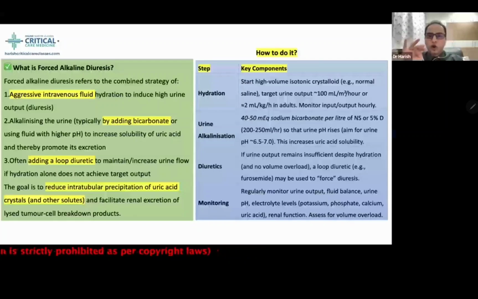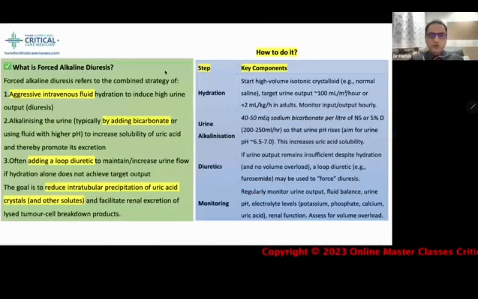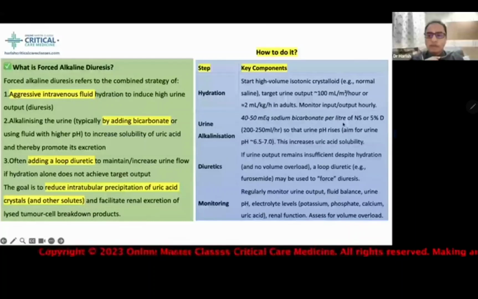What is the hydration part here? Start high-volume isotonic crystalloid, that is normal saline. Target a urine output of 100 ml per meter square per hour, or 2 ml per kg per hour in adults. So monitor input and output strictly, hourly. For urine alkalization, you add around 40 to 50 milliequivalents of sodium bicarbonate per 1 liter of normal saline or 5% dextrose, and give it at 200 to 250 ml per hour, so that the urine pH is raised and maintained between 6.5 and 7. This increases the solubility of the uric acid and it gets excreted.